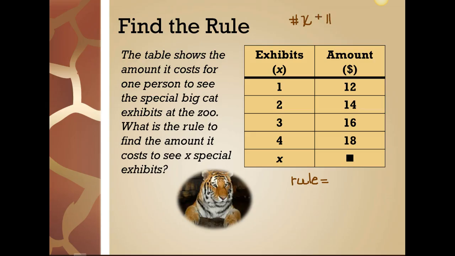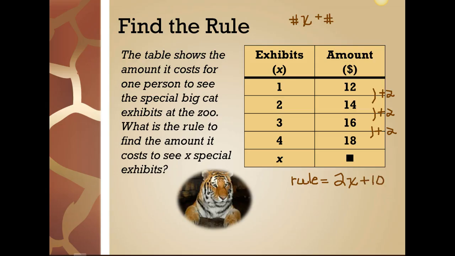In order to find out that something multiplied times x, we will analyze our outputs. To get from 12 to 14, and from 14 to 16, and 16 to 18, we are adding 2 each time. Therefore, the first part of our rule is going to be 2 times x. Now that we know that part of the rule, we can figure out the rest. 1 times 2 is 2, plus 10 is 12. So it looks like we're going to add 10.